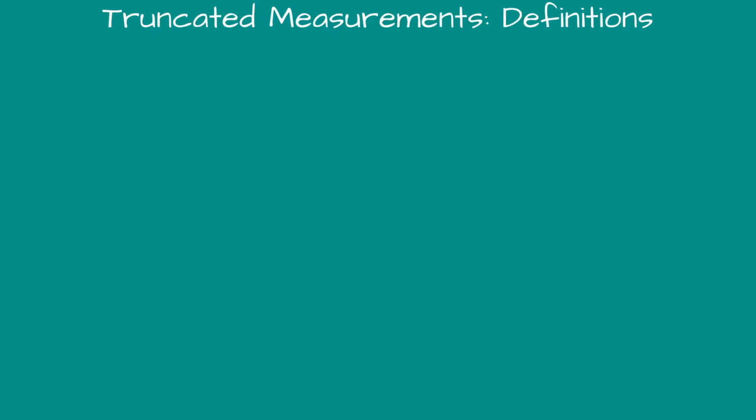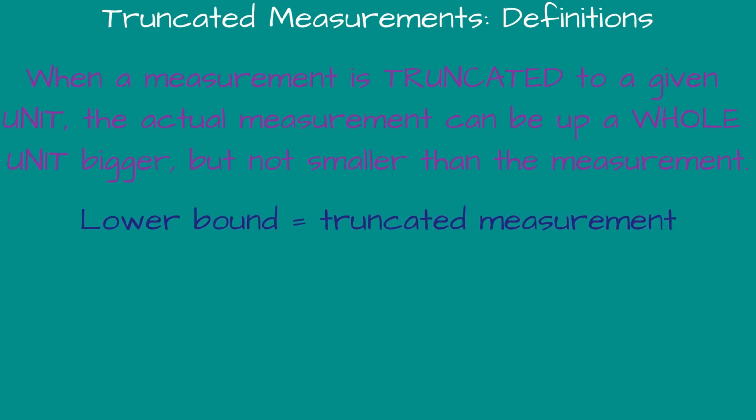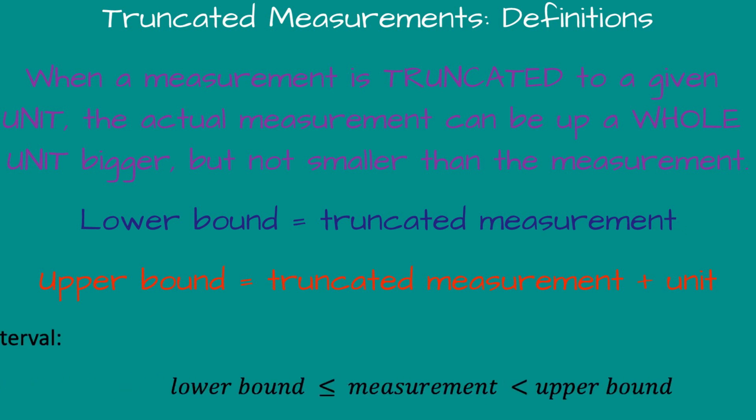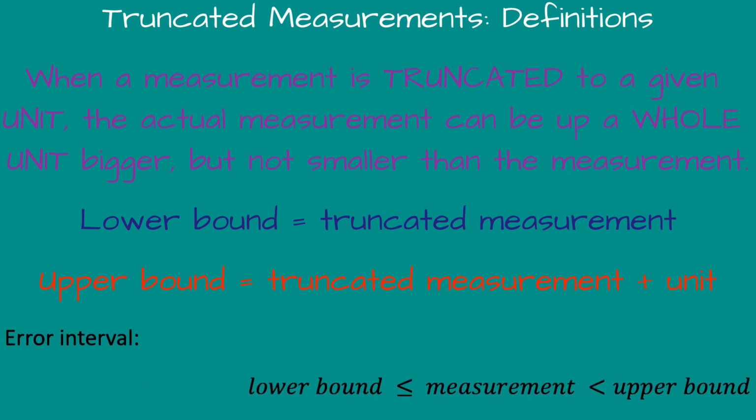To enable us to calculate an error interval for truncated numbers, it is useful to remember some definitions. First, when a measurement is truncated to a given unit, the actual measurement can be up to a whole unit bigger, but not smaller than the measurement. For example, if we had a brick of mass 1.799999 kilograms, if its mass was truncated to one decimal place it would be 1.7 kilograms. This means that the lower bound is the truncated measurement, and the upper bound is the truncated measurement plus the unit of accuracy. The measurement is greater than or equal to the lower bound and less than the upper bound. If the measurement were equal to the upper bound, it would truncate to the next unit. The error interval is simply the measurement placed between the lower and upper bounds expressed as an inequality.